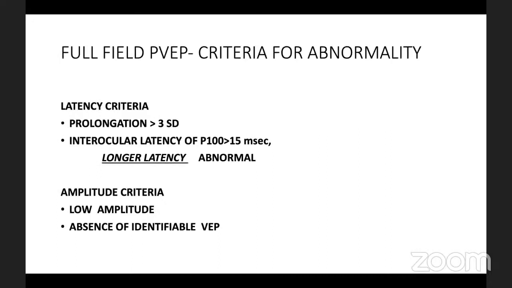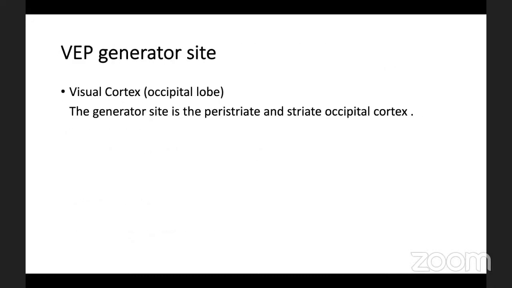For the full field pattern reversal visual evoked potential, abnormalities can be defined by a latency criterion: a prolongation of the P100 latency of more than 3 standard deviations, or an interocular latency difference between one eye and the other of more than 8 milliseconds, even when the P100 is in the normal range. Another criterion of abnormality is amplitude. You look for the amplitude, and when there is a drop in amplitude, you call it an axonal form of optic neuropathy.